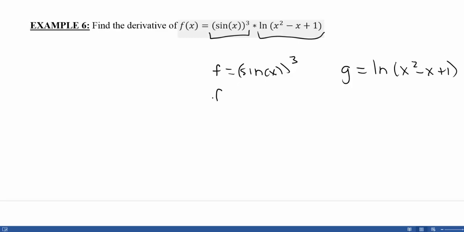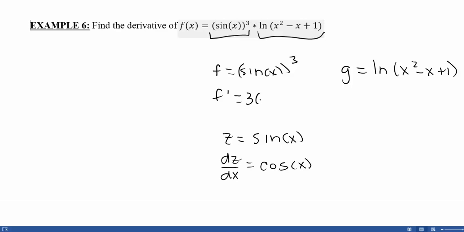Now, in order to find the derivative of sine of x cubed, I notice that I have a composite function that's been raised to a power. So for my substitution, my z for this part is going to be sine x. So I also need dz dx. Derivative of sine is cosine. So remember, with parentheses to a power, the derivative is 3z squared, but my z is sine x. So the power comes down, subtract 1 from the power, times dz dx. So times cosine of x.